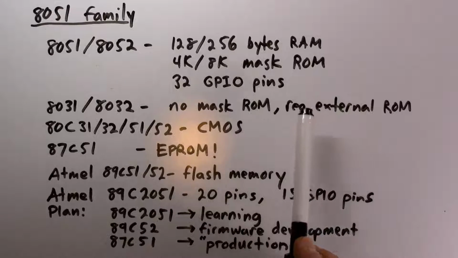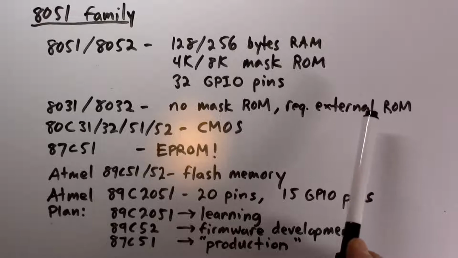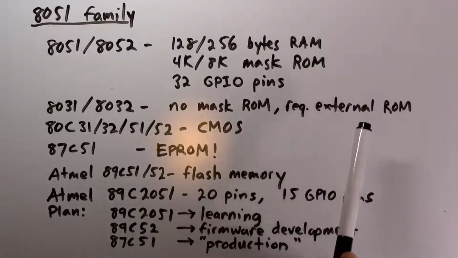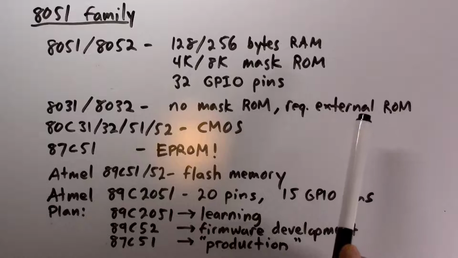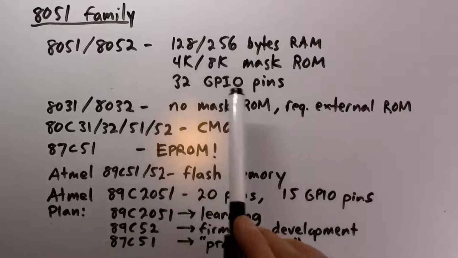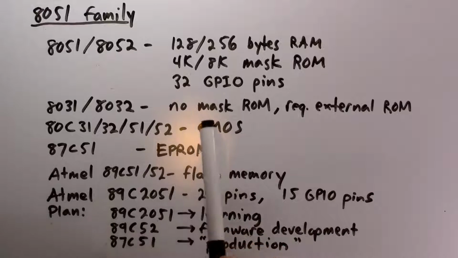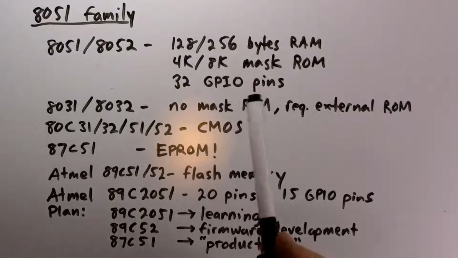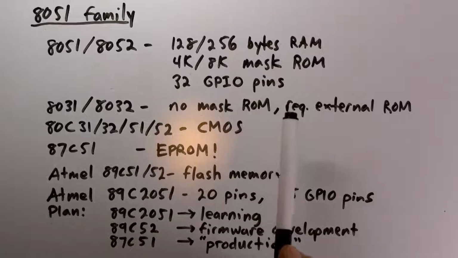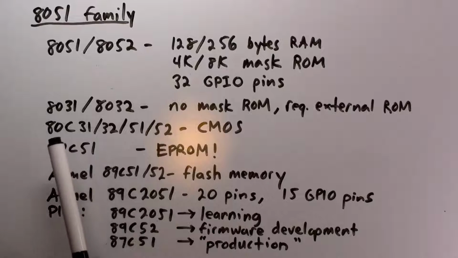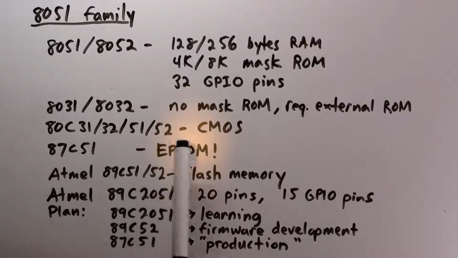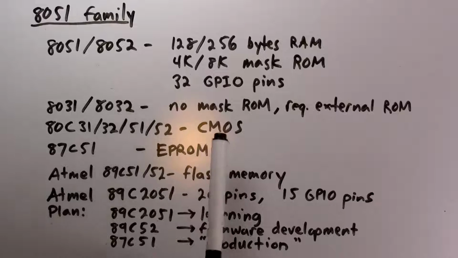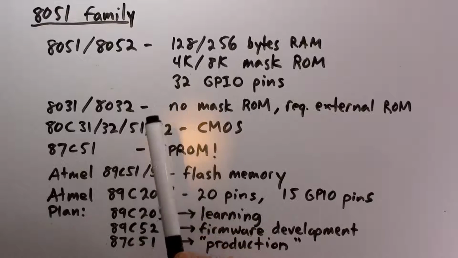However, in order to use the external ROM, it takes away 16 of your GPIO pins because they need to be used as essentially address and data lines, which is not so great if you're planning to actually use all 32 GPIO pins, or certainly if you're planning to use more than 16. That's a problem. The 80C31, C32, C51, C52, these are CMOS variants of the original 8051 family devices.